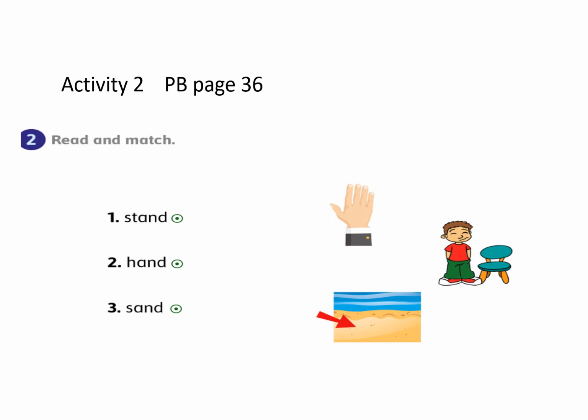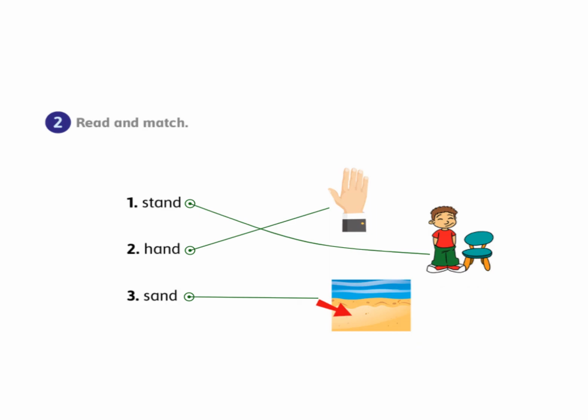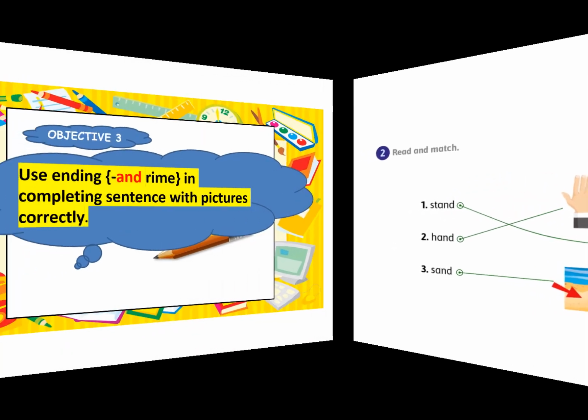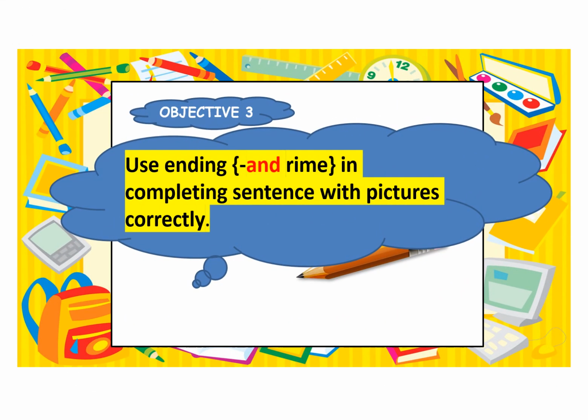Have your time. Have you finished? Yes, very good. Let me check your answer. Yes, stand, picture in the middle, hand, the first picture, sand, the last picture. Very good. Now we come to objective number 3, which is to use the ending AND rhyme in completing sentences with pictures correctly.